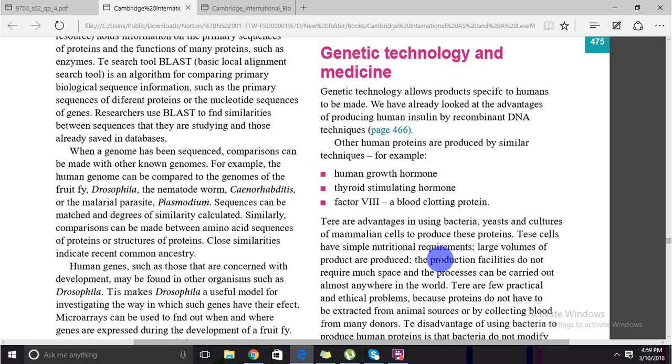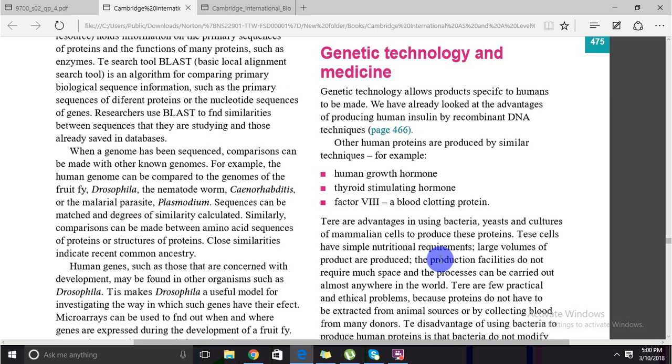And the production facilities do not take up a lot of space. And the process can be carried out almost anywhere in the world. There are few practical and ethical problems, because proteins don't have to be extracted from animal sources or by collecting blood from many donors. So, the first learning outcome is about the advantages of using recombinant DNA to make human proteins.